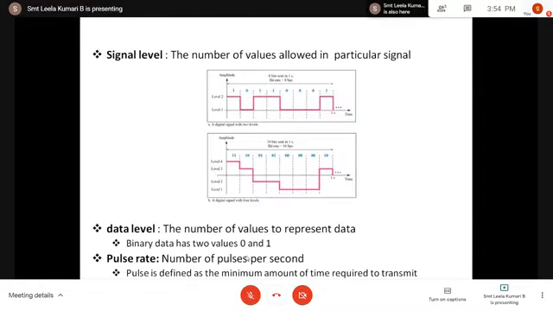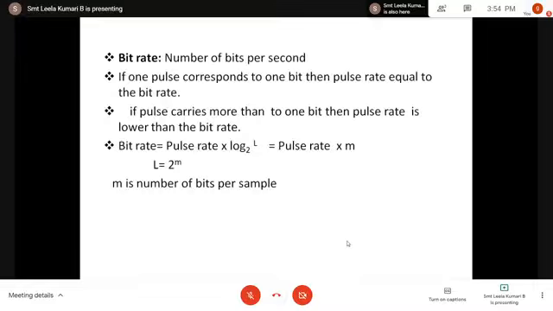Now pulse rate and bit rate. Pulse rate is defined as the number of pulses per second, and a pulse is defined as the minimum amount of time required to transmit a symbol. Whereas the bit rate is defined as the number of bits per second. If one pulse corresponds to 1 bit, then pulse rate equals the bit rate. But if the pulse carries more than 1 bit, then pulse rate is lower than bit rate.